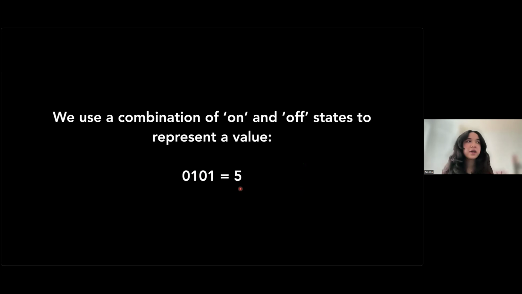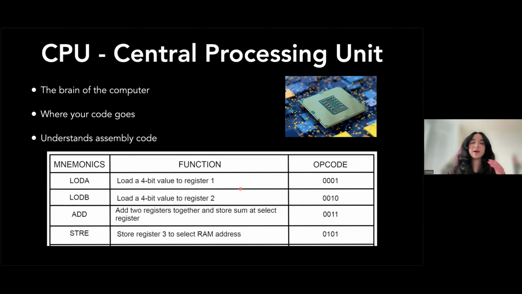So now with that in mind, I'm going to walk you through the different hardware elements of your computer. So we're going to start at one of the super important ones, which is your CPU, or central processing unit. And this is generally referred to as the brain of your computer and is actually where all your code is going to go. So the CPU, like every element in your computer, only speaks in binary.